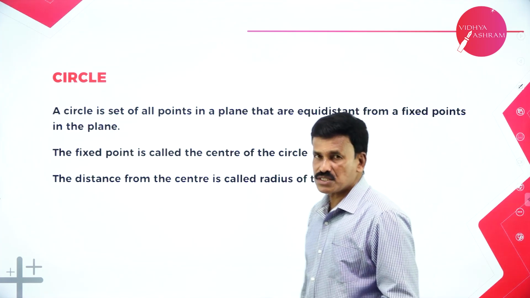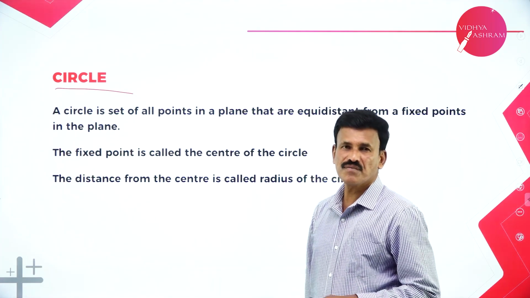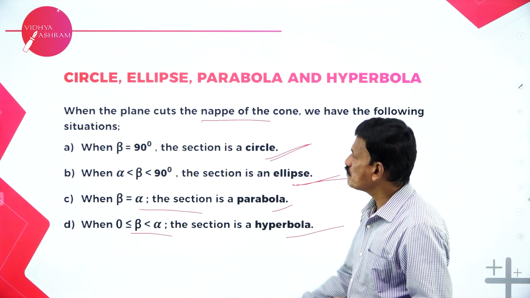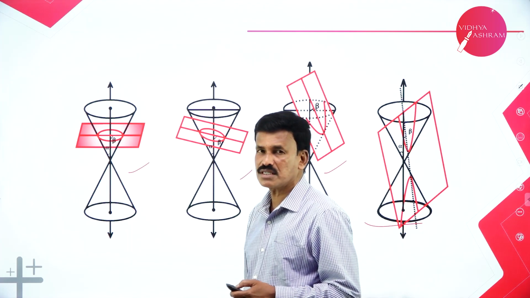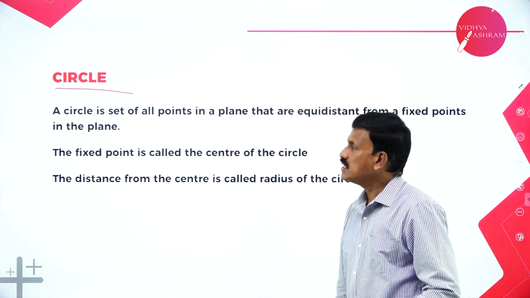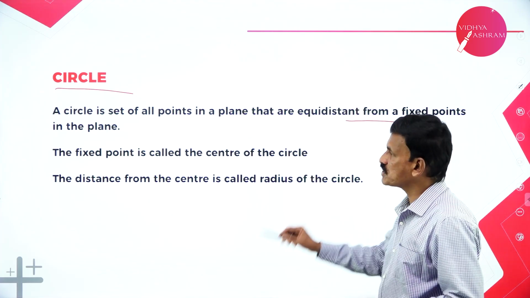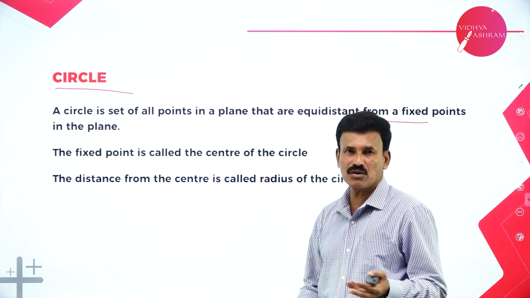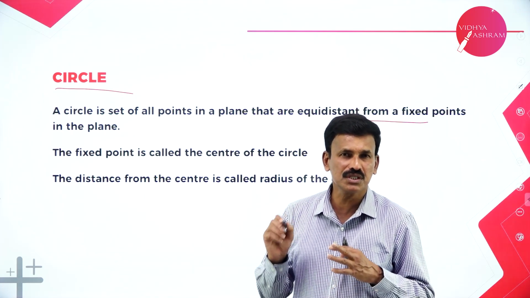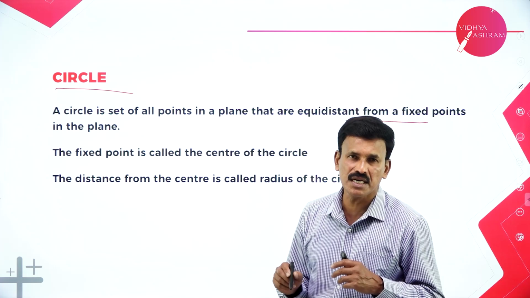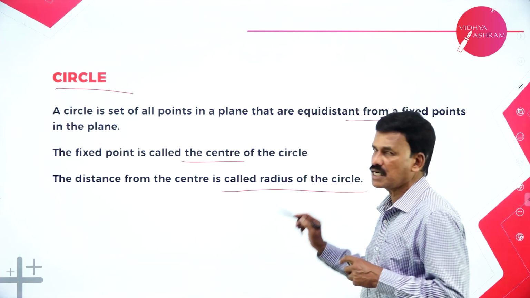Now, let us know about the first one, circle. What is a circle? Now, let us move on to the first concept, that is the circle. For a circle, when beta is equal to 90 degrees, the section is called a circle. A circle is a set of all points in a plane such that it is equidistant from a fixed point in the plane. So that means a circle is a locus of a point which moves in a plane so that its distance from the fixed point is constant. That constant distance is called the radius. So the fixed point is called the center and the constant distance is called the radius of a circle.